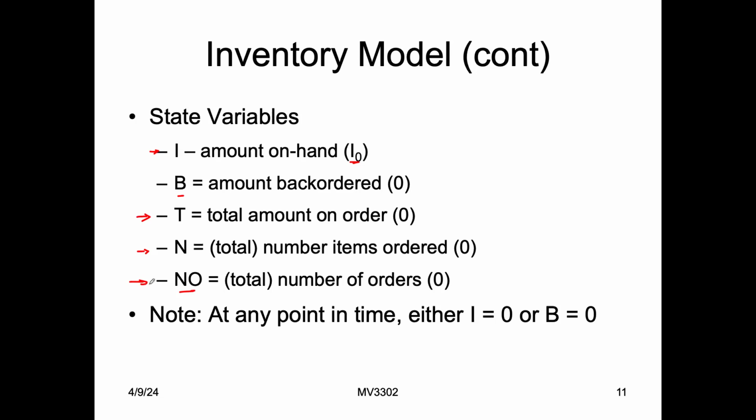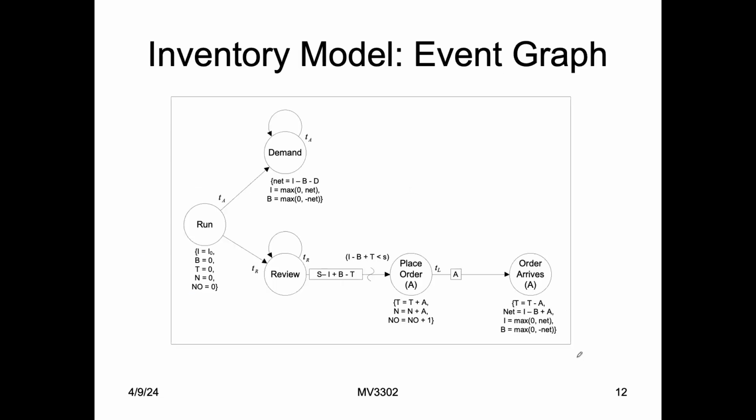Okay, and then just as a thing, either we're going to have some on hand or a back order, or maybe both, but only one of these is going to be zero. So just like the number in the queue and the number of available servers, only one of those is going to be zero. If we have available servers, then we're not going to have anybody in the queue. And if somebody's in the queue, that means we can't have any available servers. There's a similar relationship between having an amount on hand and the amount that is there.